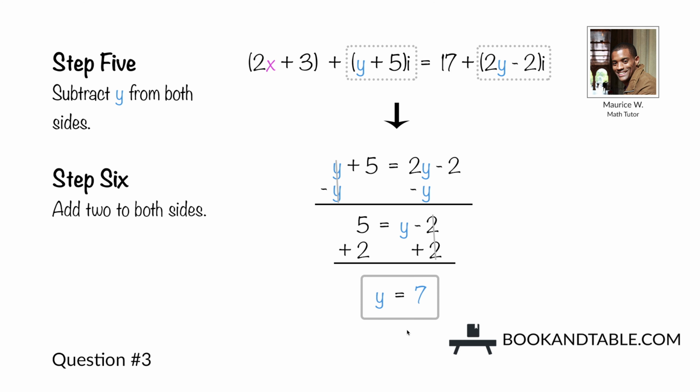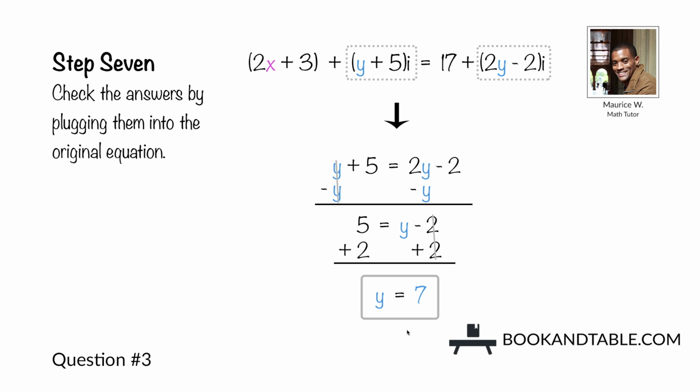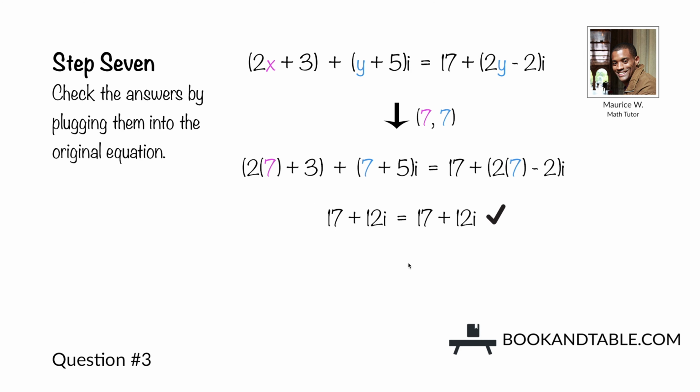And now that we've solved for x and y, we want to check the answers by plugging them into the original equation. So we got x is equal to 7, so we'll plug that in for x here, giving us 2 times 7, which is 14. 14 plus 3 is equal to 17. The real number on the left side matches the real number on the right side, confirming that x does equal positive 7.